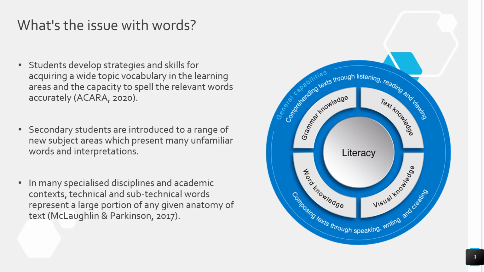Secondary students are introduced to a range of new subject areas which present many unfamiliar words and interpretations. And in many specialised disciplines and academic contexts, technical and sub-technical words represent a large portion of any given anatomy of text. As an example, the McLaughlin and Parkinson article noted that while it was initially thought that technical or more specialised vocabulary accounted for approximately 5% of words in most subject-specific texts, it was actually found to be closer to 40% when considering technical and sub-technical vocabulary.